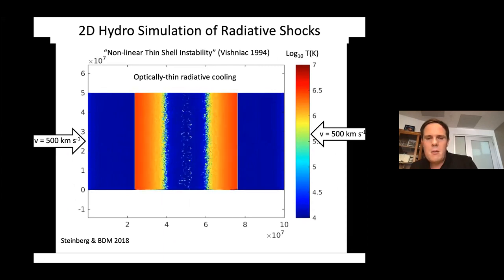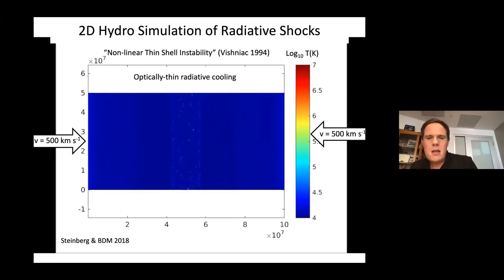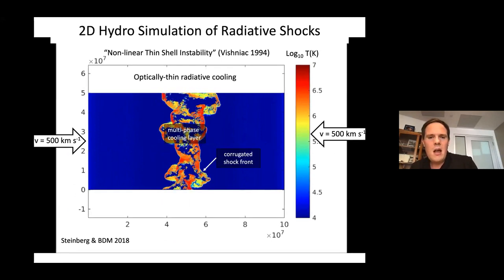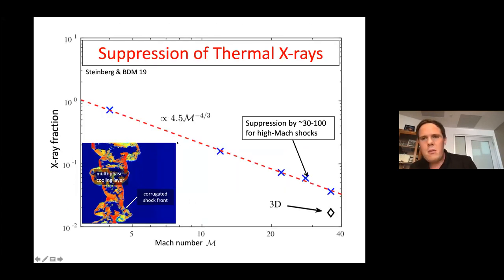The gas behind them is a multi-phase medium, which can suppress what you naively think from the 1D jump conditions about what the emitting temperature of the gas should be. And so it's really fascinating, and I think this may be able to suppress the X-rays, but there's a lot of work that needs to be done.